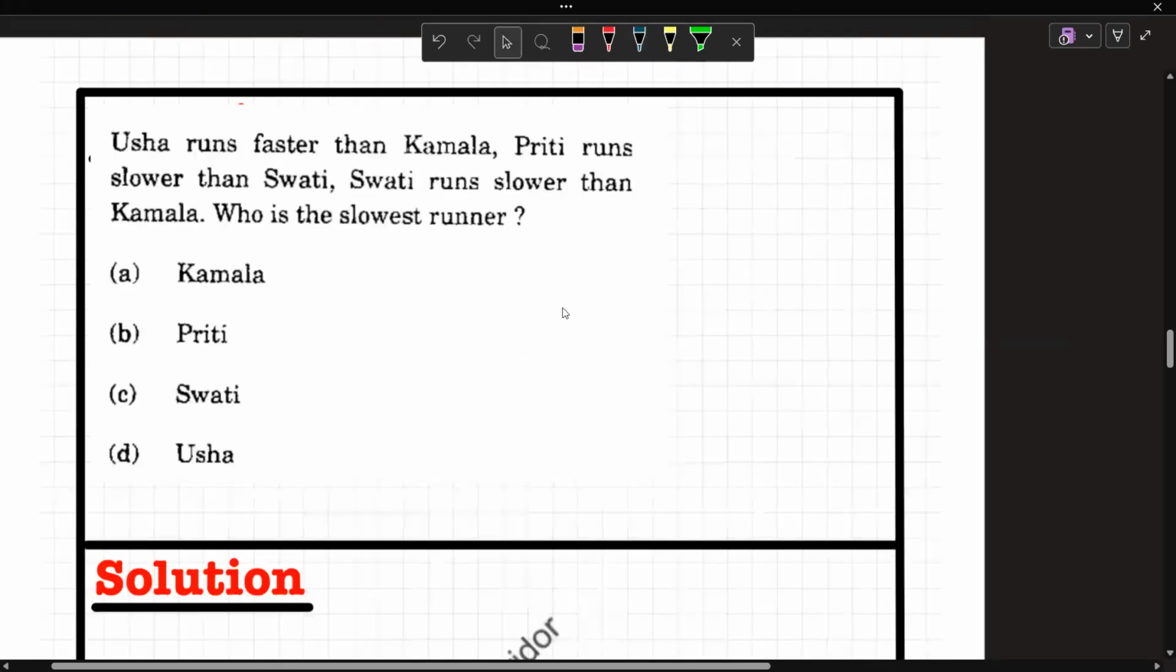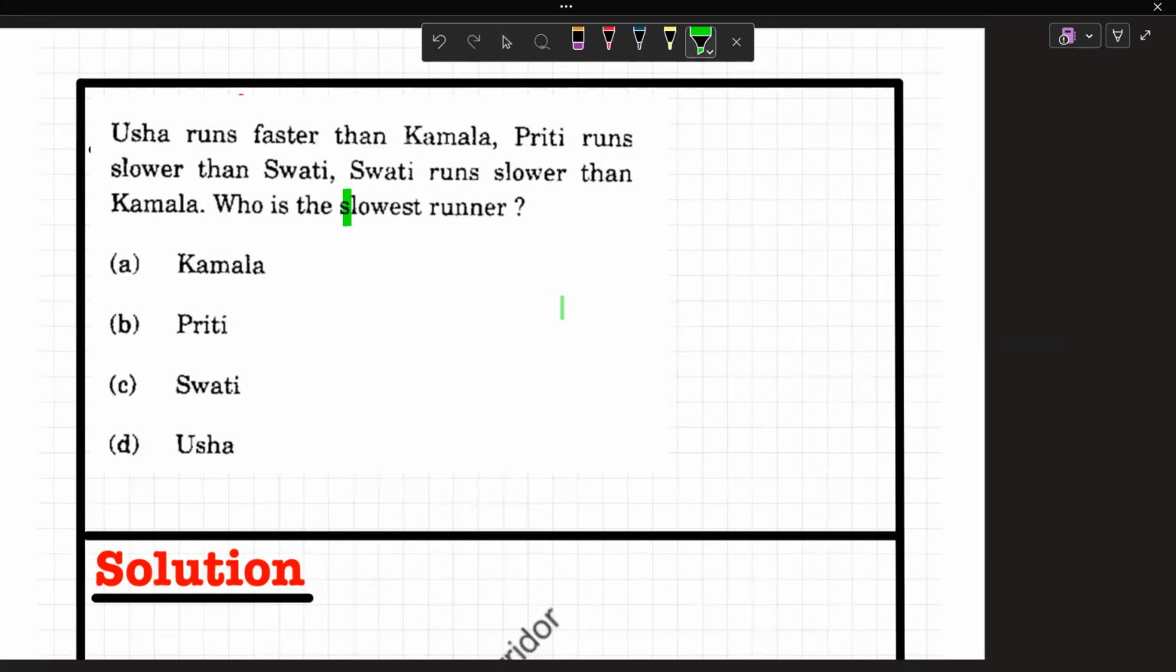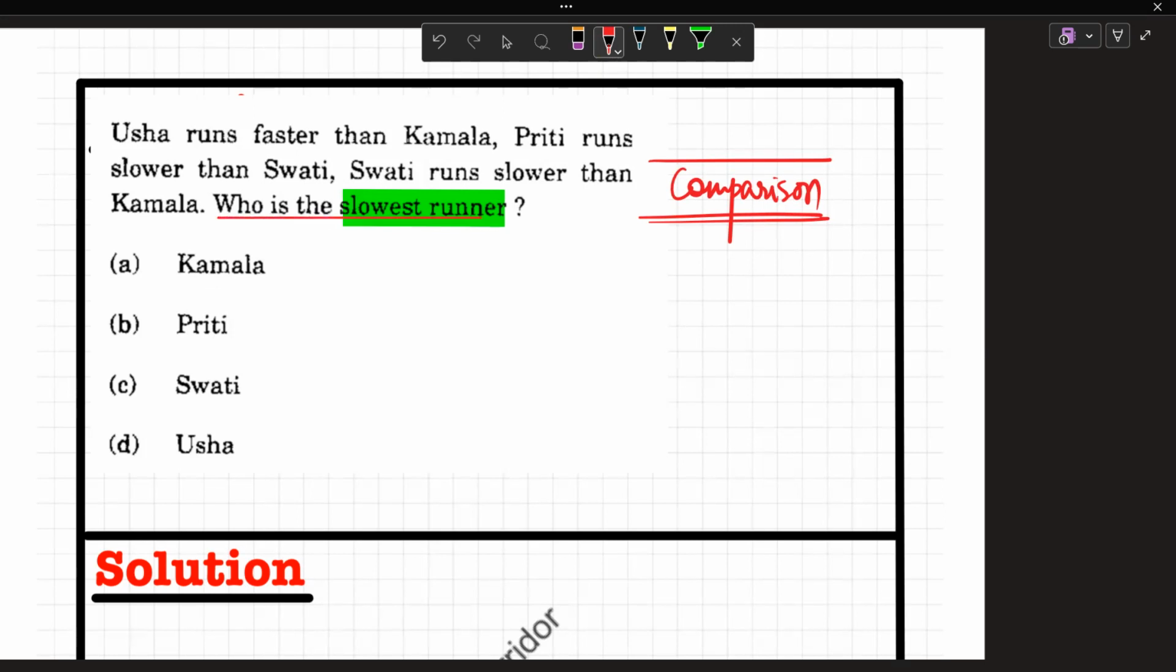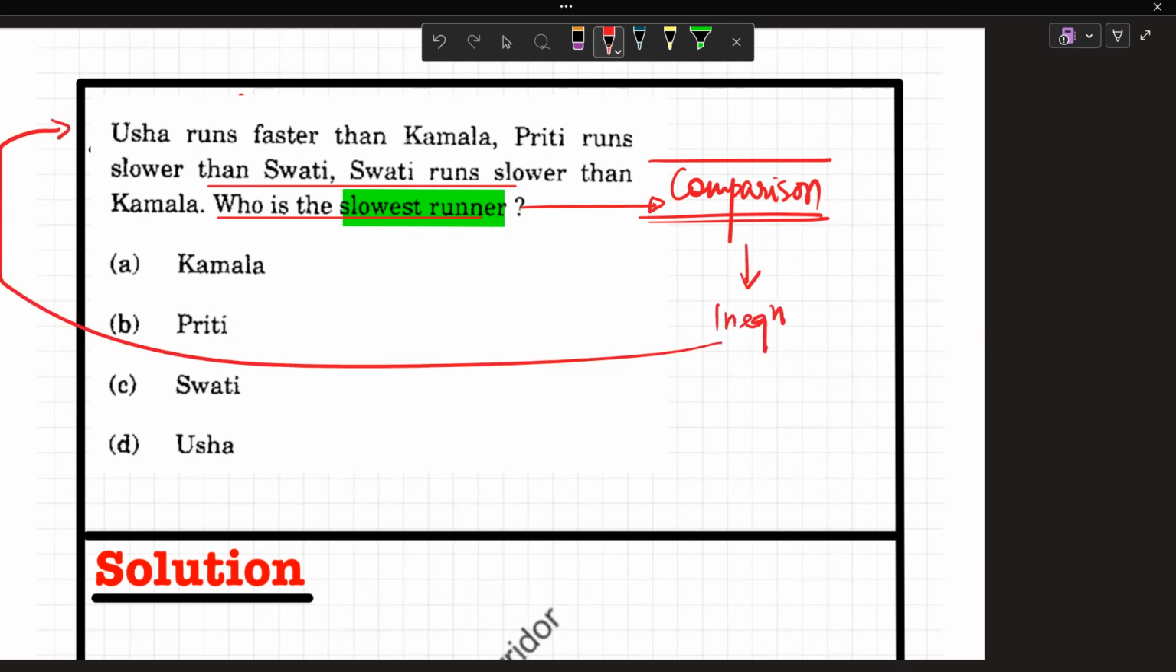Now, coming to the next question. Who is the slowest runner? Once you see the question, things should come to your mind directly. Yes, which question is this? The one word that will come from your end is, it is a comparison based question. I haven't read the question. Clear? Only this statement I have read: who is the slowest runner? And I have told that this is a comparison based question. Now I have to use inequations here. Now I will read the question from here.